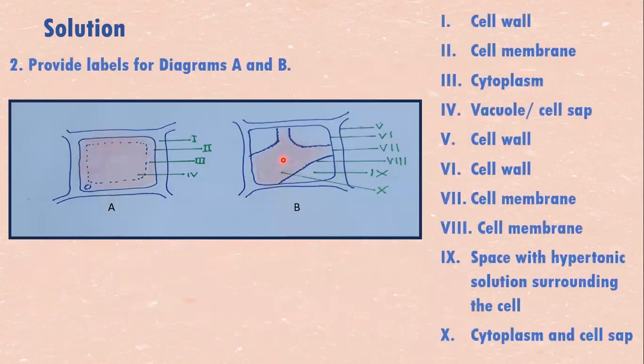Now, what about the labels? Looking at it very well, here is a cell wall. This is a cell membrane. This is cytoplasm. And here is a vacuole or cell sap. The cell sap is the contents of a vacuole.